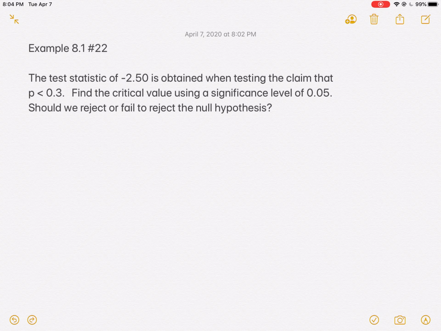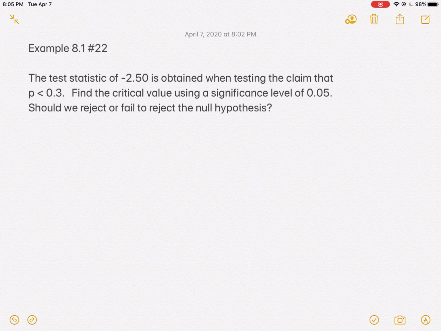In this next example from 8.1, we're looking at number 22. Here we're given the test statistic. It's already been calculated for us, and it's telling us that it was obtained when testing a particular claim that p was less than 0.3. It's also asking us to find the critical value using a significance level of 0.05, and then using both the test statistic and critical value to make a conclusion about the null hypothesis.